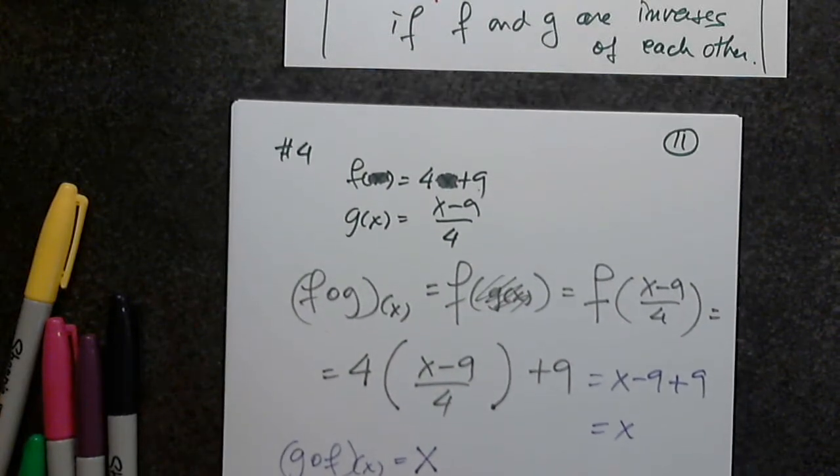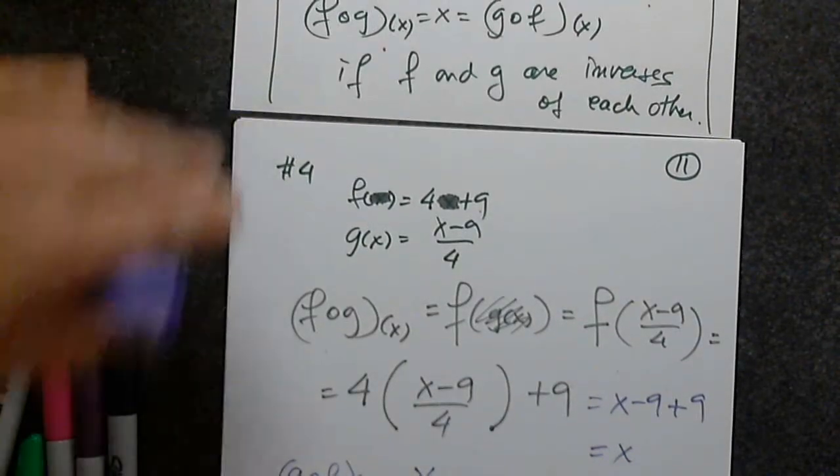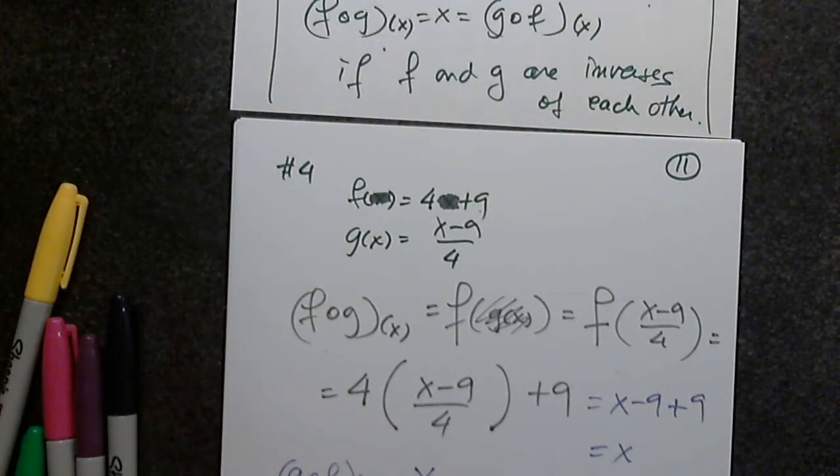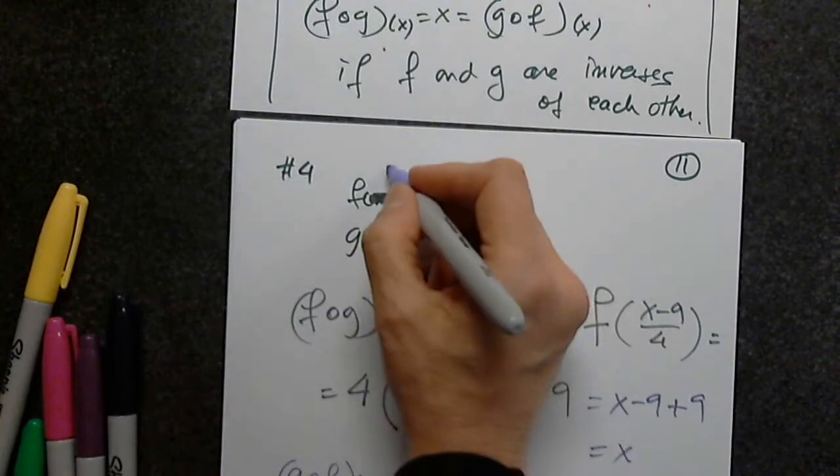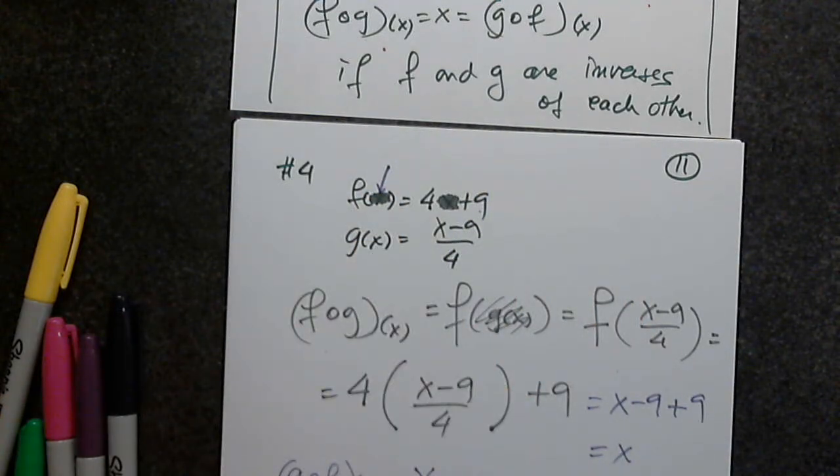Yes, please. So we're just replacing the f, right? Yes. So that means the 4x plus 9, correct. We just want to take, well, the x becomes the g, right? Exactly. X minus 9 over 4. Exactly. All right.